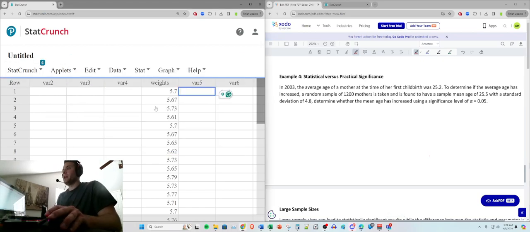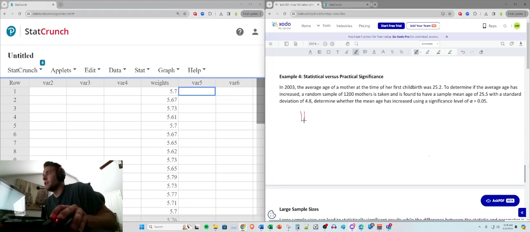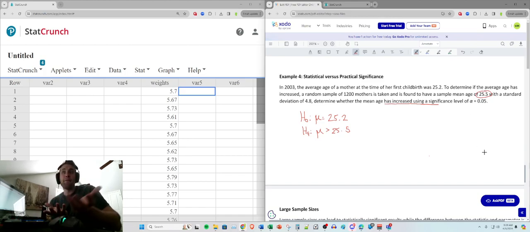In StatCrunch, for this problem, I guess I will write up the null and the alternate hypothesis. So the null is that the mean age is 25.2, and our alternate is that, right here it says that it's increased. So here we're trying to show that it has gone up, that it has gotten greater than that value. And as you can see, 25.5 is greater than, but how is that far enough to really make a big difference? Will we even find practical significance within this?